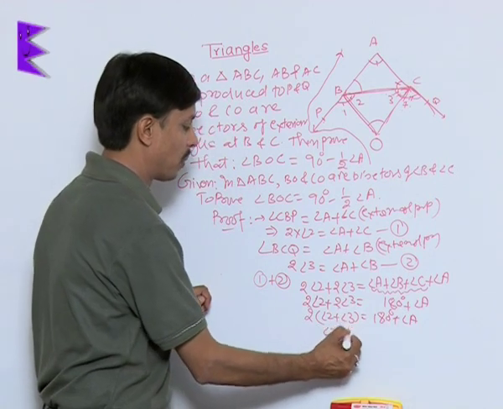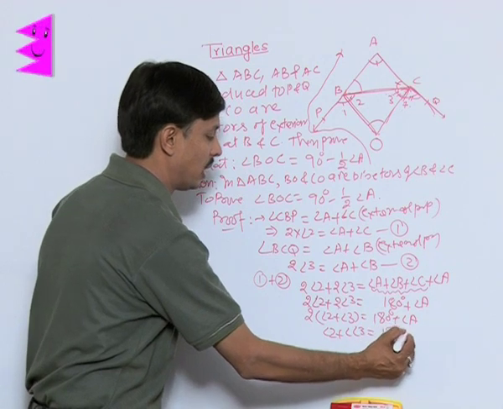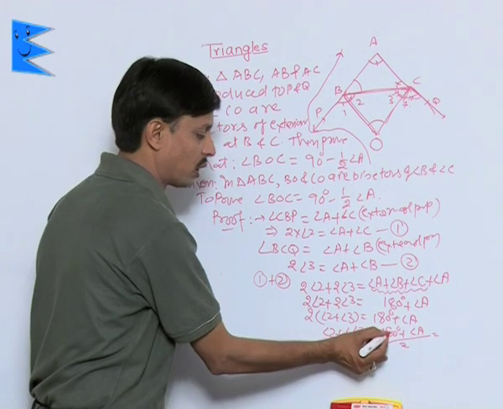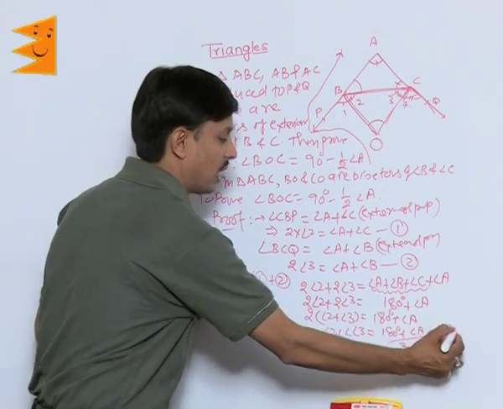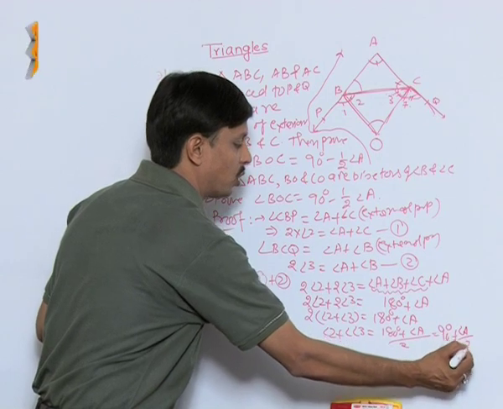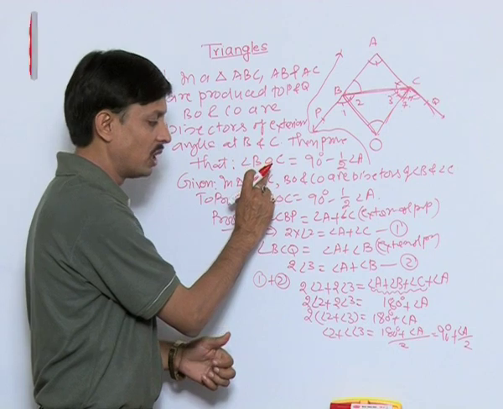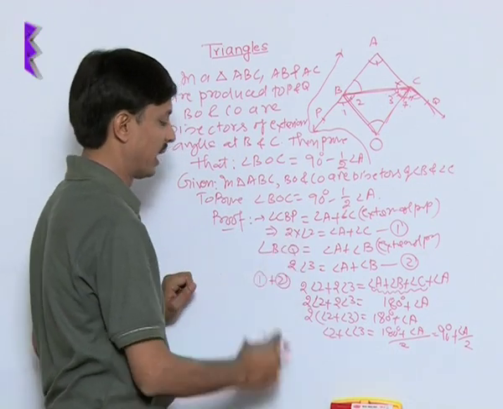So angle 2 plus angle 3 is coming as (180 degree plus angle A) divided by 2, which is equal to 180 upon 2, that is 90 degree plus angle A upon 2. Now I want to extract angle BOC, but in this relation there is no angle BOC. So what can I say?